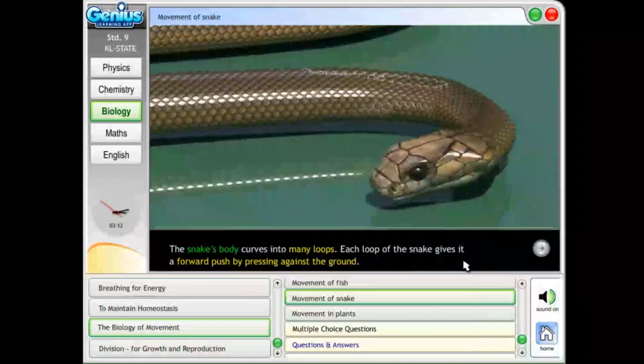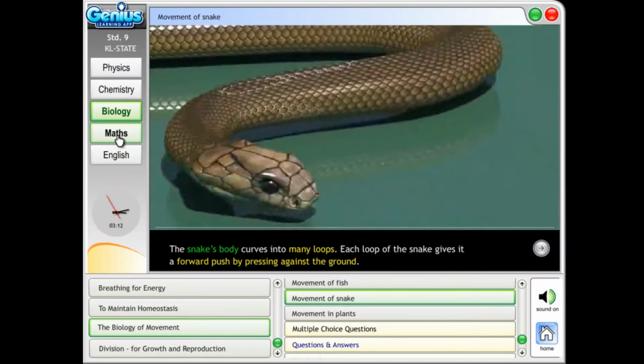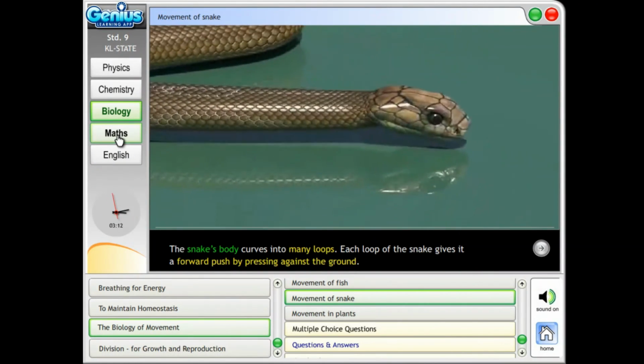Movement of snake. The snake's body curves into many loops. Each loop of the snake gives it a forward push by pressing against the ground.